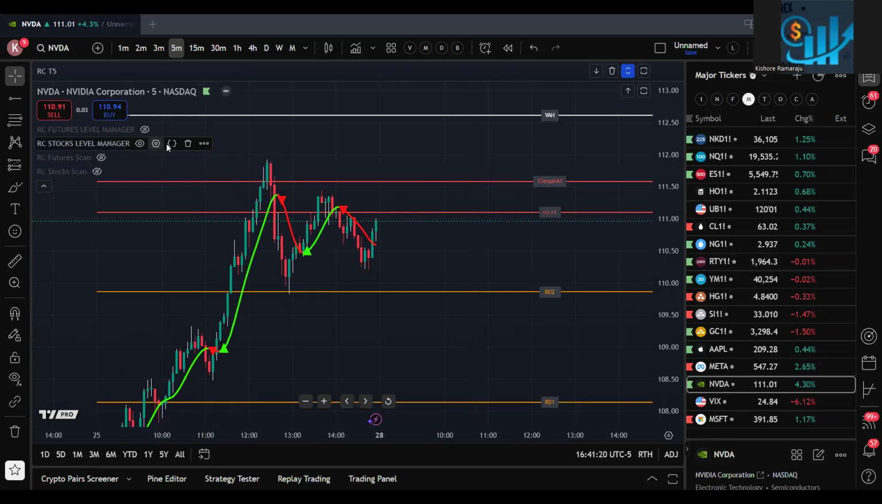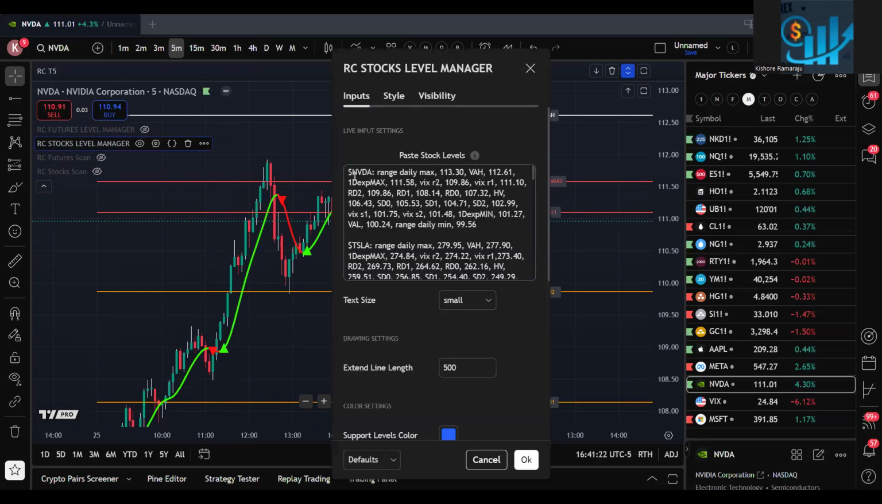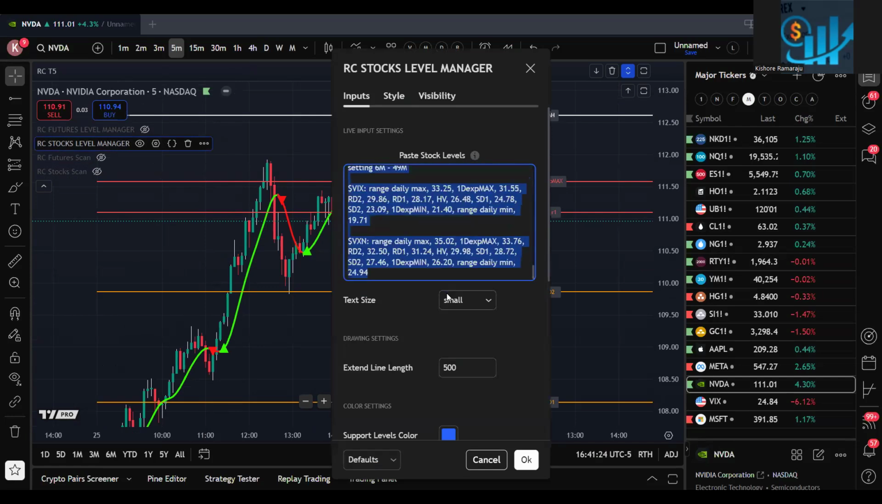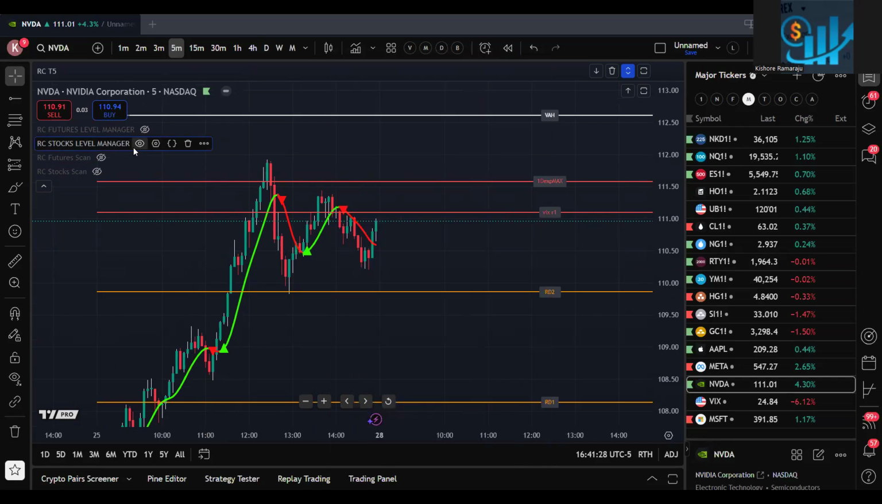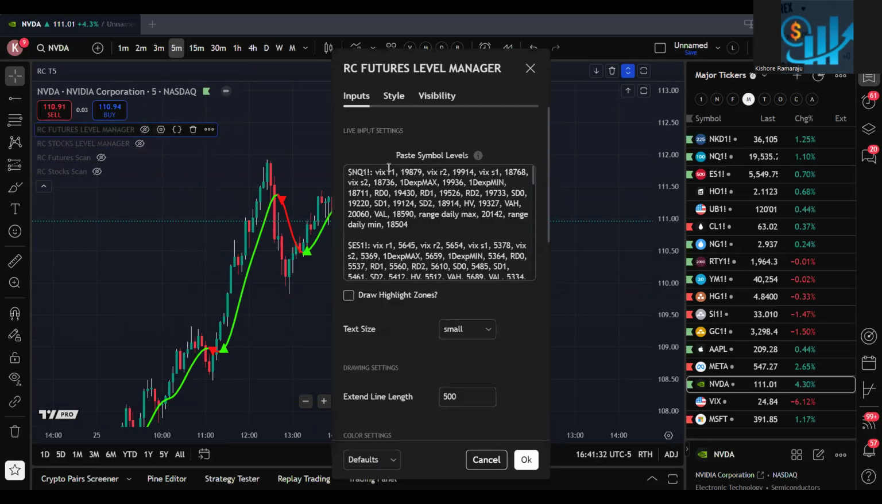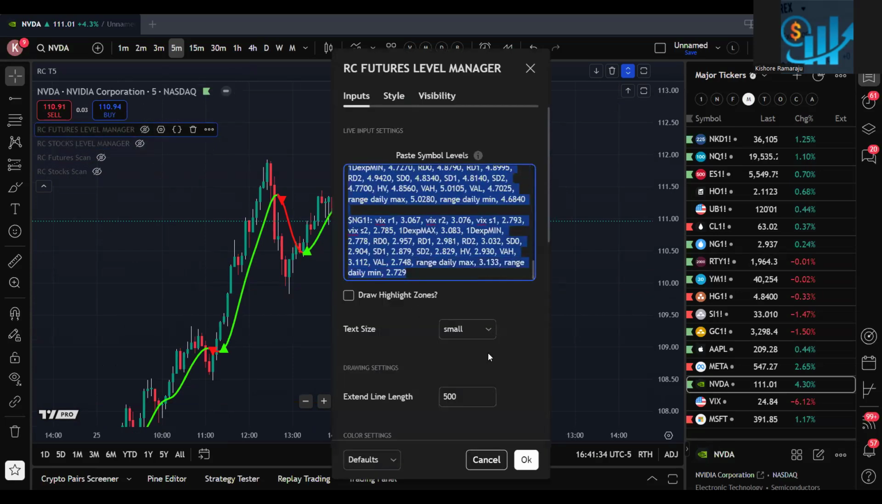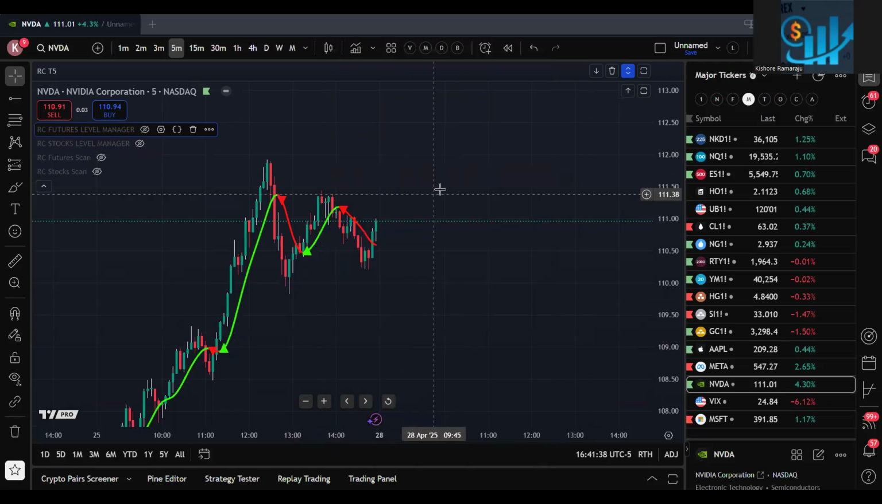So basically, if you go here and put the levels for stocks, it will draw all the levels for all different stocks. You don't need to draw manually with the stocks level manager. In the same way, if you go to futures level and put all the futures symbols, it will automatically draw all the levels for futures.